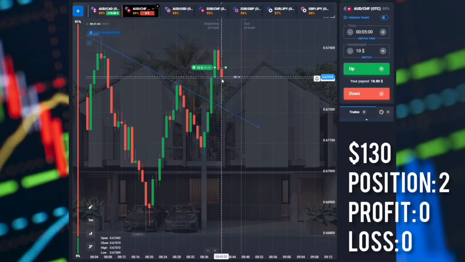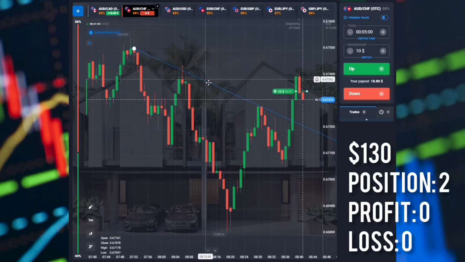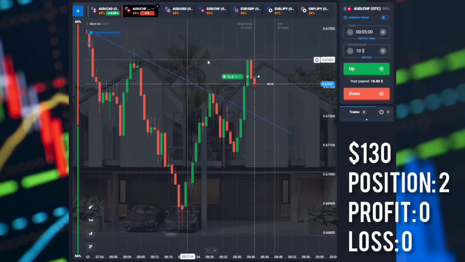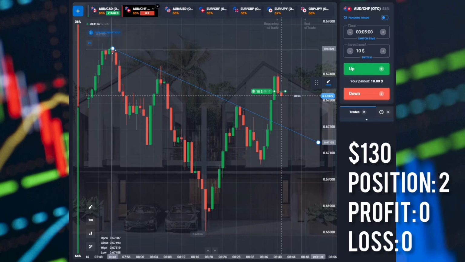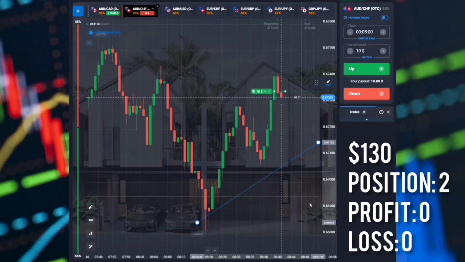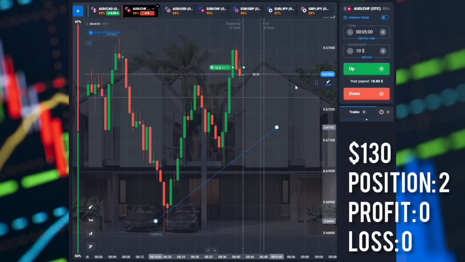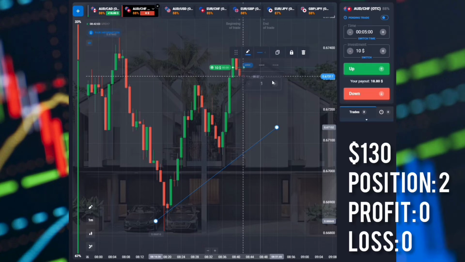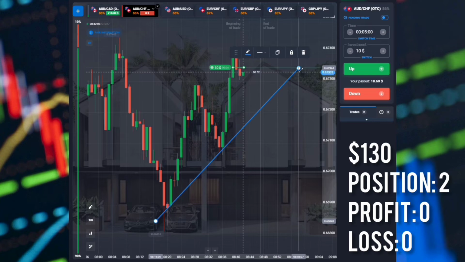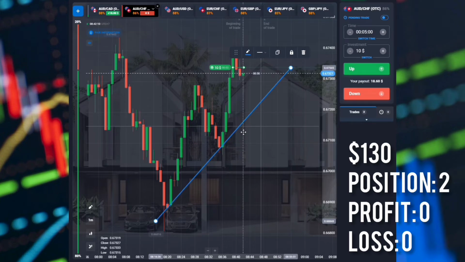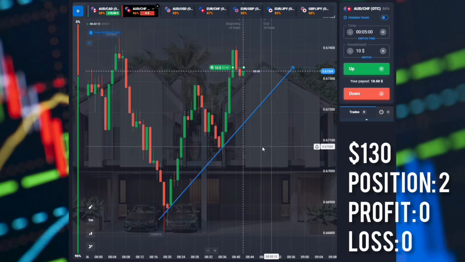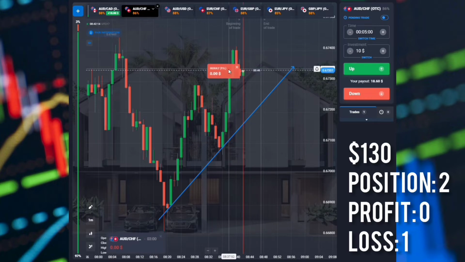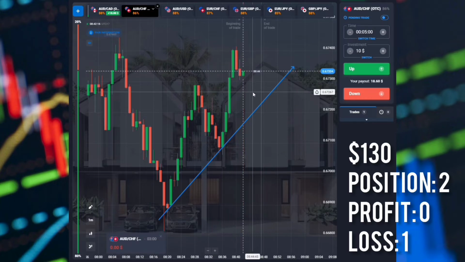Okay, I think we're going to lose this one. As I told you before, it's reversing, it's going up. But the problem is I put the position but not at the right time. See, if I change the trend line, it should be going up like this. This is the reverse chart. Now it's going bullish. Okay, I lost that one. It's okay.